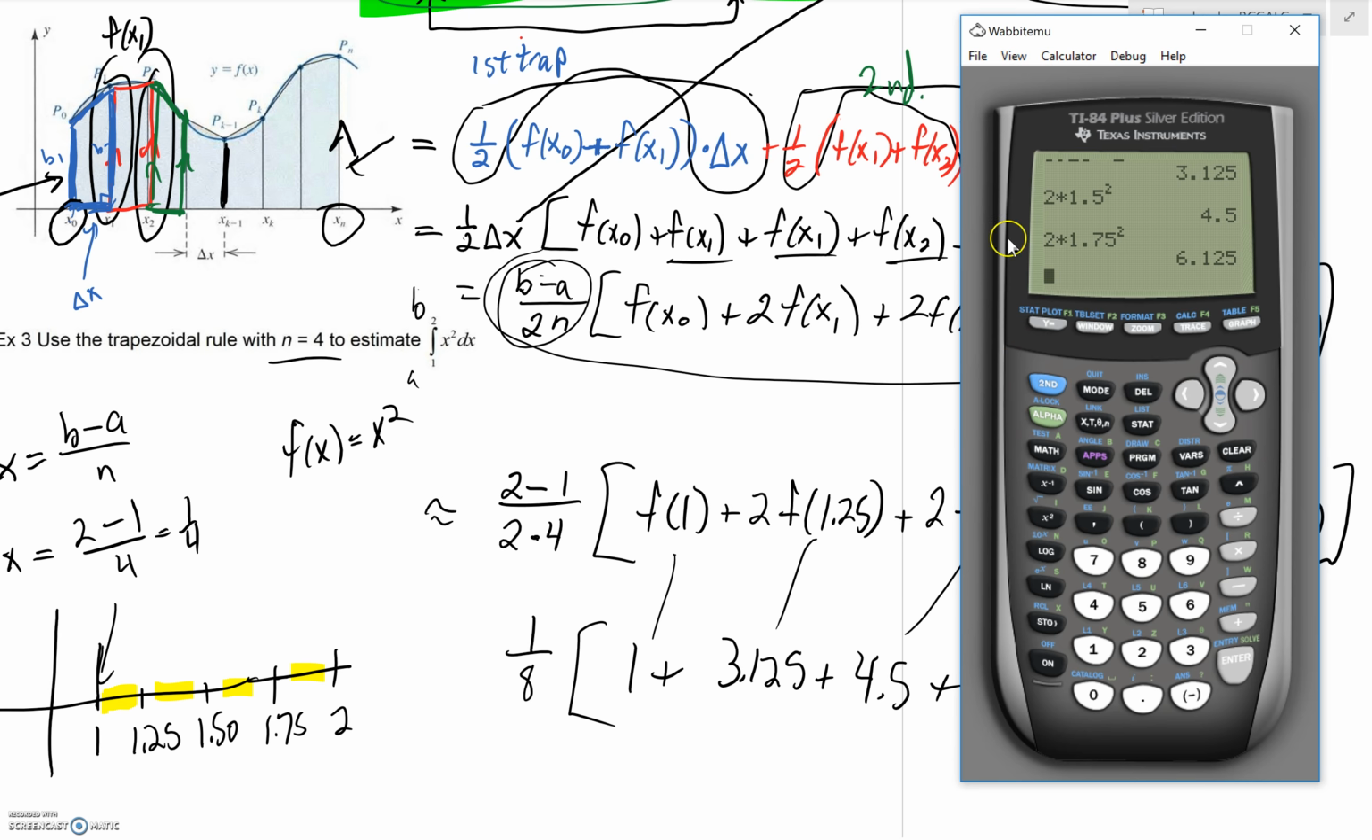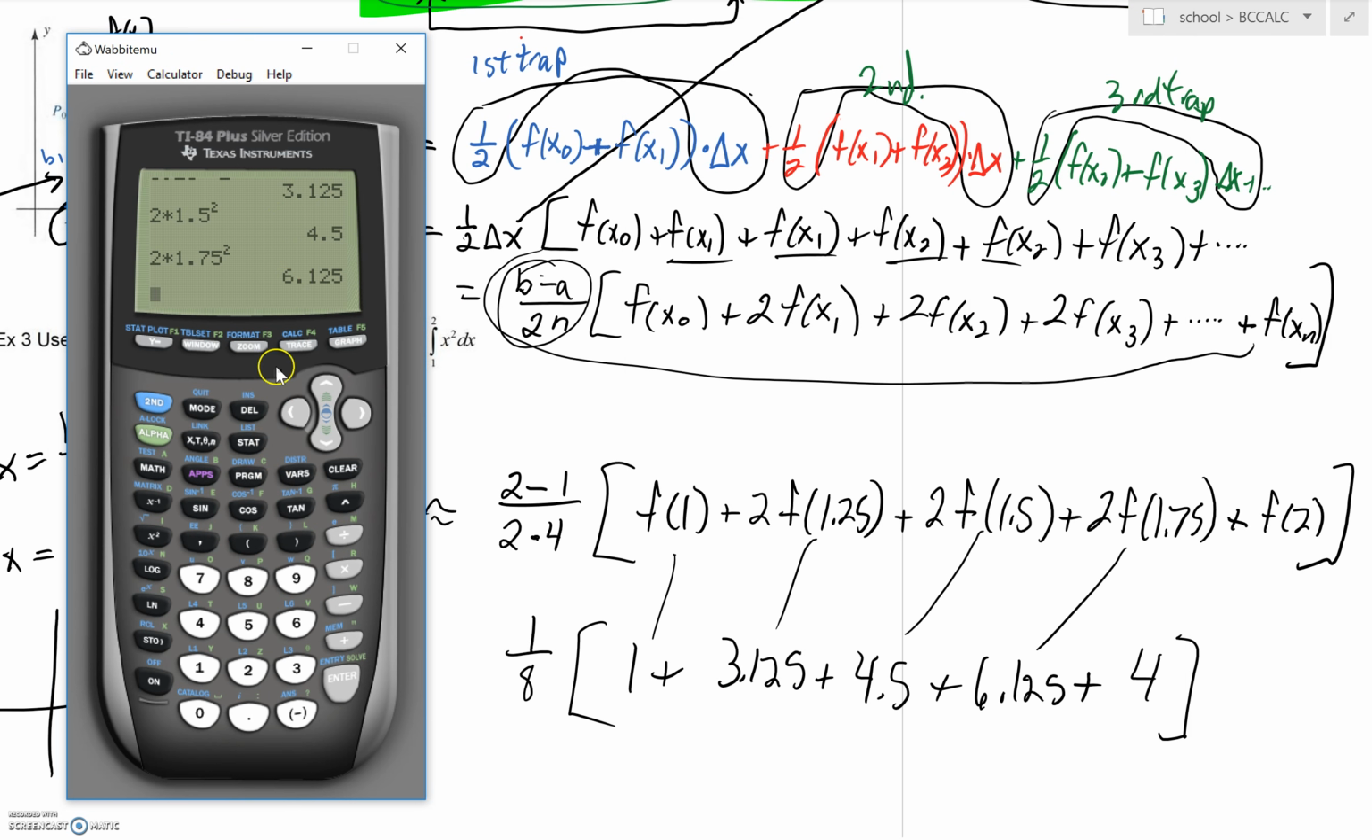Well, now what? Now it's just a matter of being patient and writing all these down. In the brackets, we'd get 1 plus 3.125 plus a 4.5 plus a 6.125 plus a 4. And we're going to multiply by 1/8, or divide by 8. And you can see it's about 2.343.